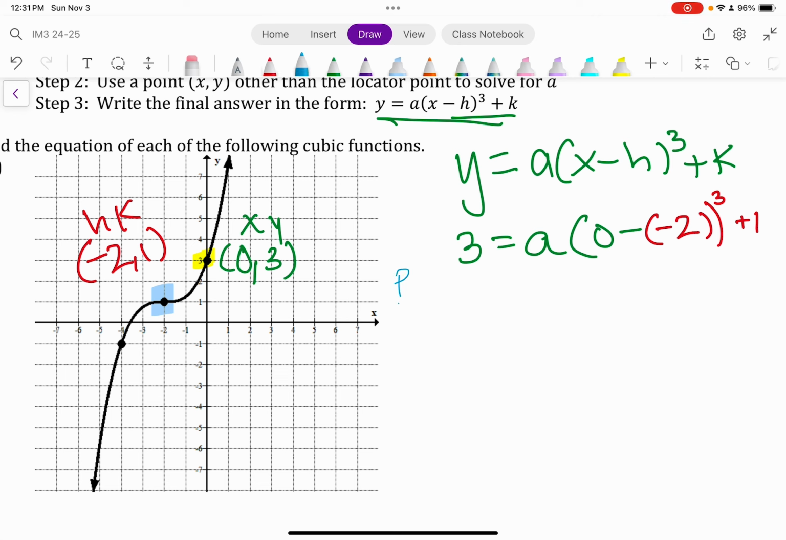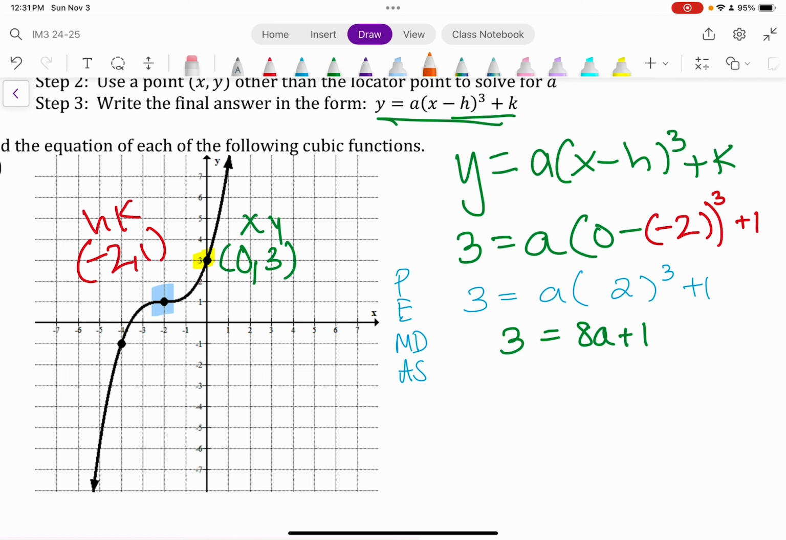As we're solving, we want to do PEMDAS, at least to clean things up. So we're going to begin by evaluating the inside of the parentheses. 0 minus -2. We have a case of a double negative. That becomes 0 plus 2. So 0 plus 2 is 2. 3 equals a, 2 cubed plus 1. 2 cubed is 2 times 2 times 2, which is 8. 3 equals 8a plus 1.